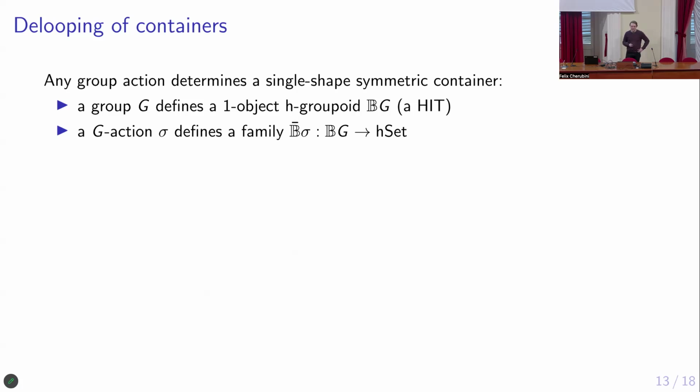And the same construction also extends to a group action. If you have an action of G on some set, then this also defines a family from the delooping into the universe of H sets, where you say, by induction, what does this thing do? On the point of the delooping, it assigns the set that you're acting on. And for each loop in the delooping, it assigns the symmetry that the action gives you in a very straightforward way.